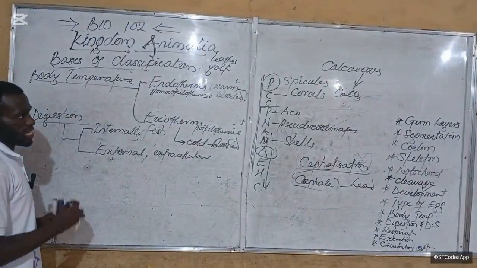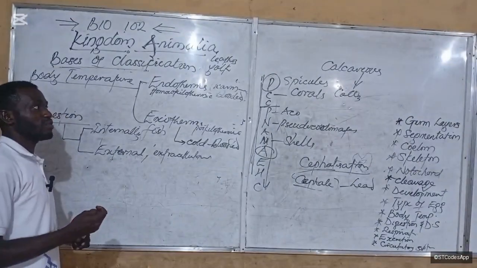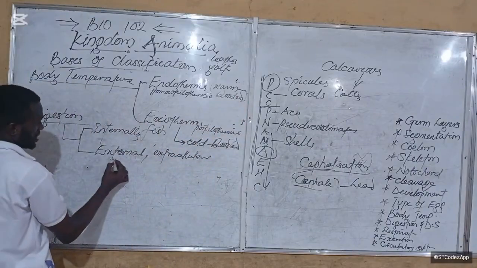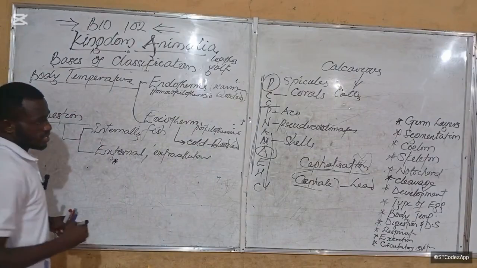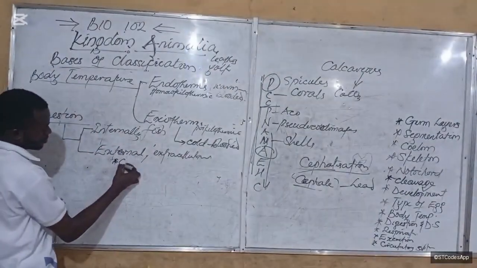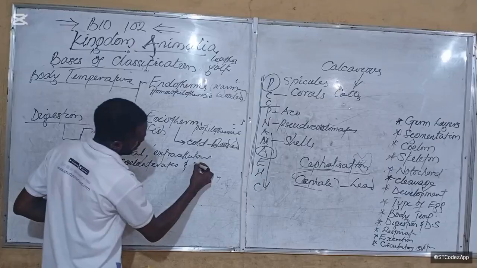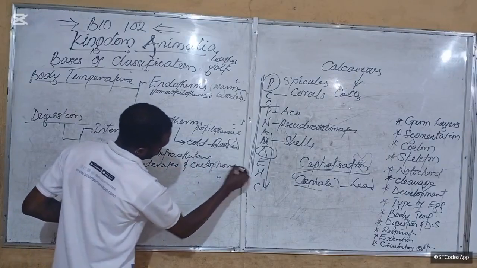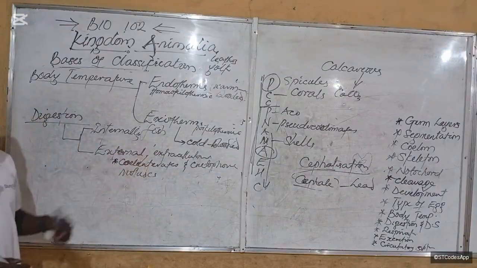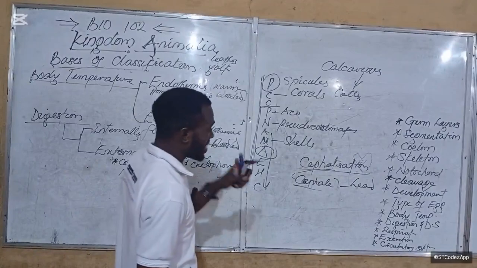So that's extracellular digestion. An example of organisms that do that will be ctenophores and coelenterates. They digest things extracellularly. Some mollusks also engage in extracellular digestion or external digestion. All right. The next is digestive system.